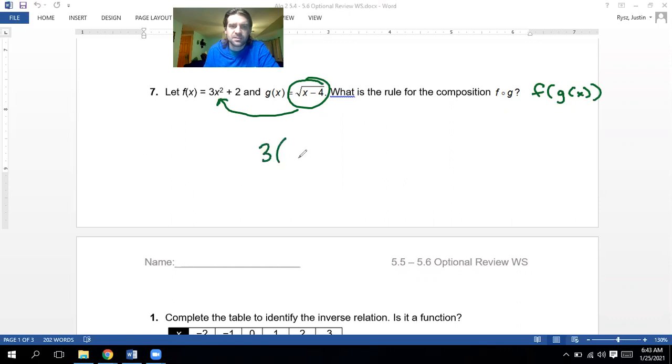So we're going to take 3 times radical x minus 4 squared. Sorry, talking to my wife.